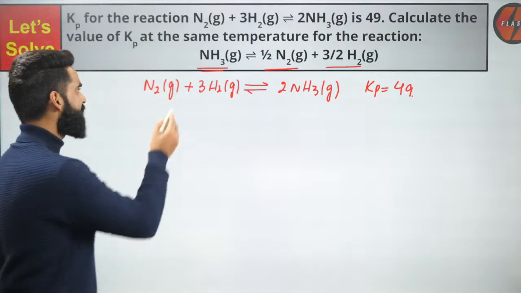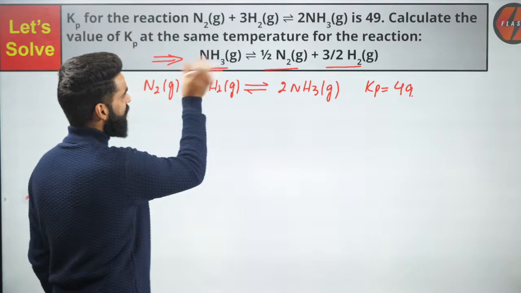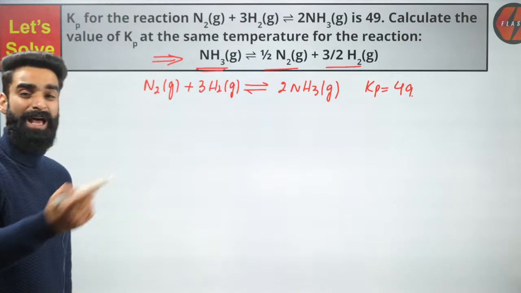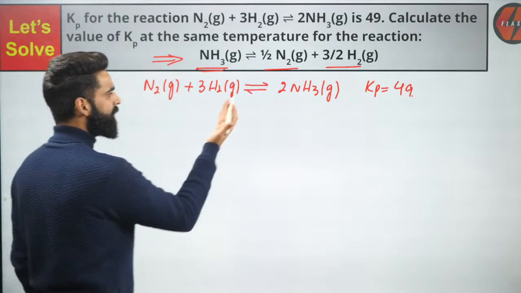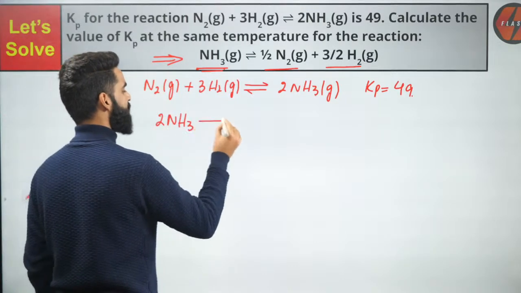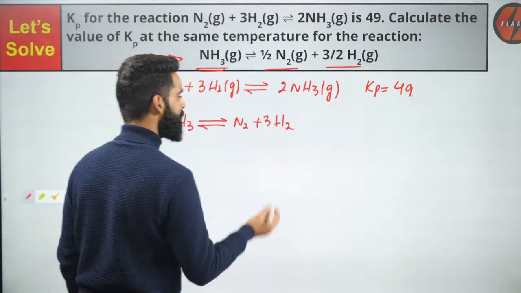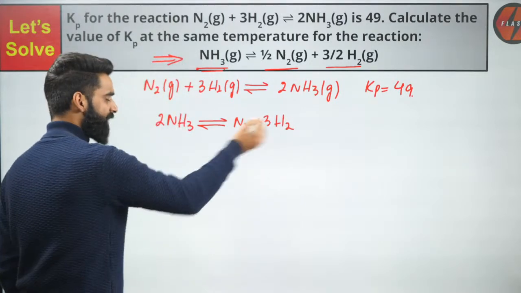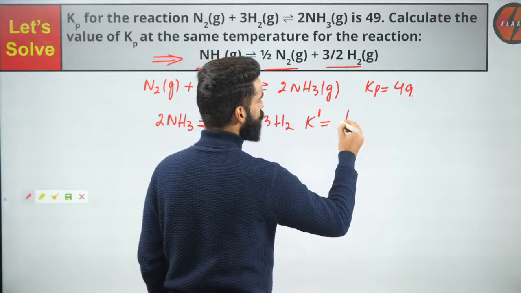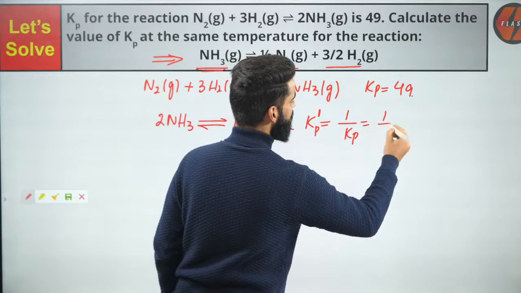For the reaction for which I have to calculate the Kp value, NH3 should be on the left hand side. So first of all, I'll be reversing this reaction. On reversing the reaction, I will get 2 times NH3 gas in equilibrium with N2 gas plus 3 times H2. And as you all must be knowing, on reversing the reaction, the equilibrium constant is inversed. So Kp dash becomes 1 divided by Kp, which is going to be 1 divided by 49.